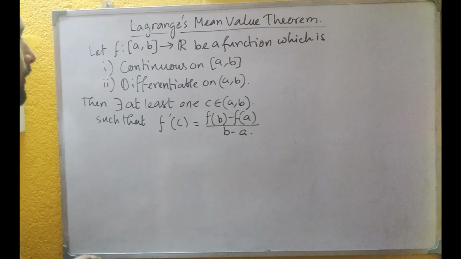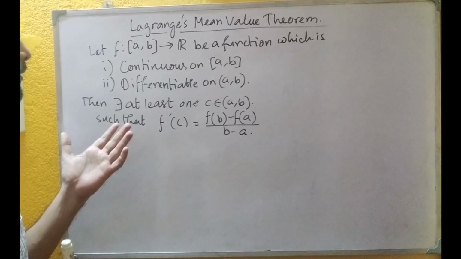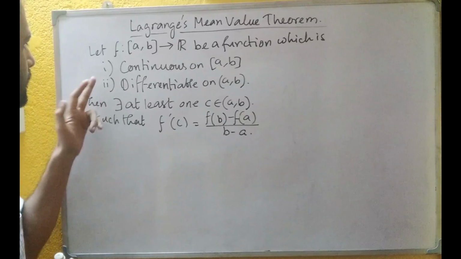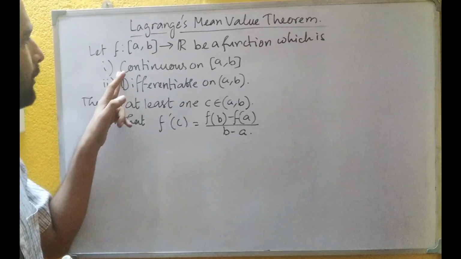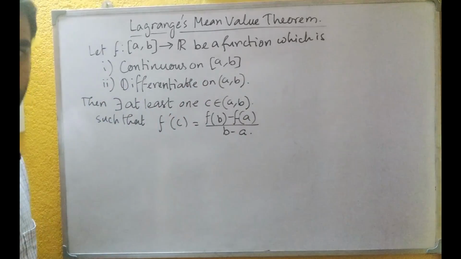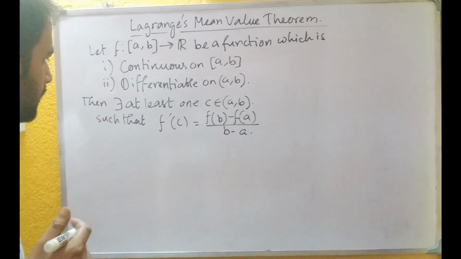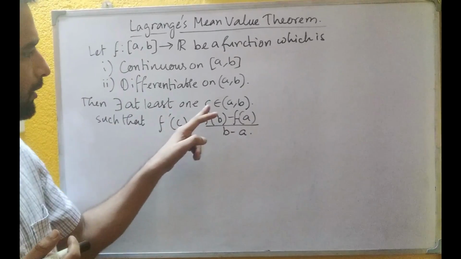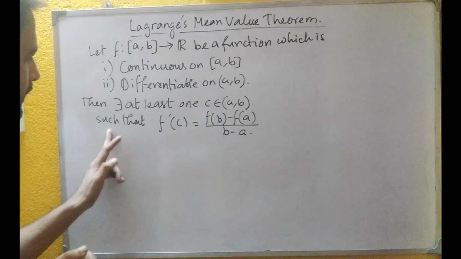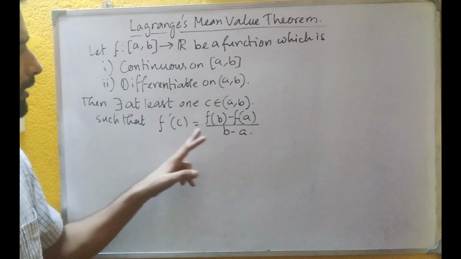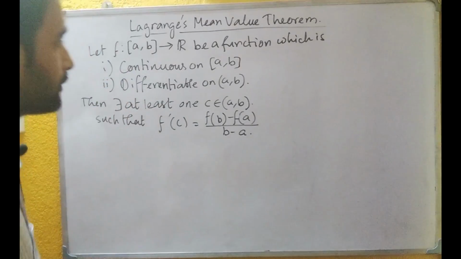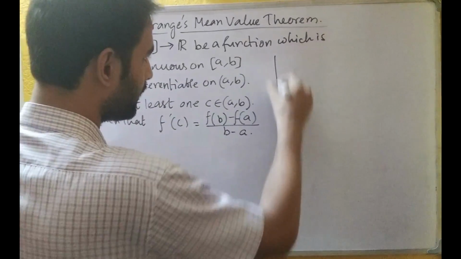It says that let us suppose f is a real valued function that satisfies two conditions, that is, it is continuous on the closed interval and is differentiable on the open interval. Then what we can conclude is that there exists at least one real number C within the open interval AB such that the derivative at the point C can be given by this formula. Okay, so let us see what geometrically it is saying.